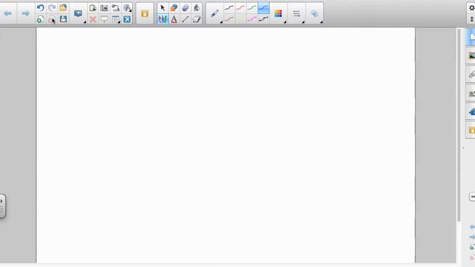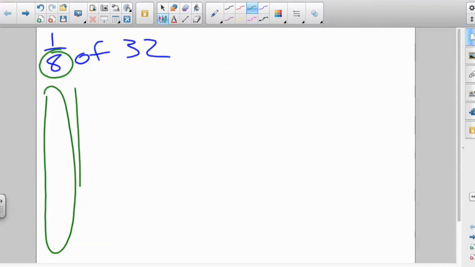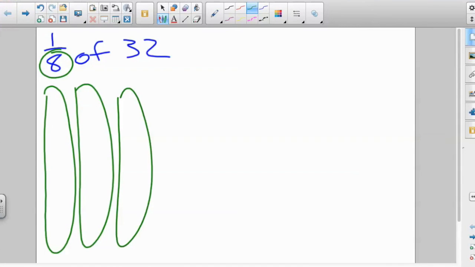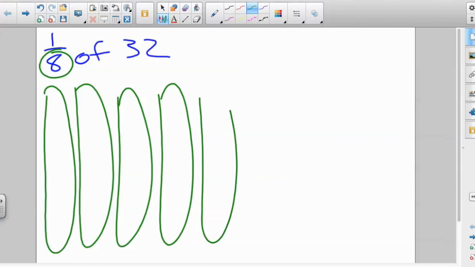Today we're going to look at how we find fractions of whole numbers. For instance, if we had the question, what is 1/8 of 32? The first thing that we need to draw our attention to is the denominator. And the denominator is the lower portion of a fraction. It tells us how many equal groups we need to divide our whole number into.